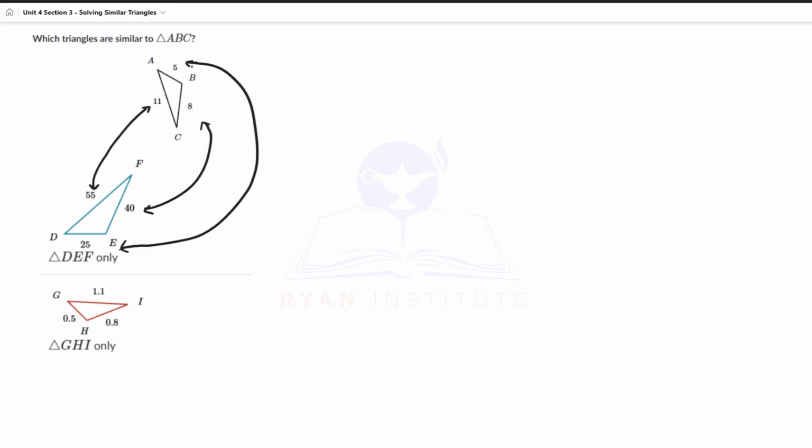So in order to go from 5 to 25, we need to multiply by 5. In order to go from 8 to 40, we need to multiply by 5, and in order to get from 11 to 55, we need to multiply by 5. These are all proportional, so triangle DEF is similar to triangle ABC.